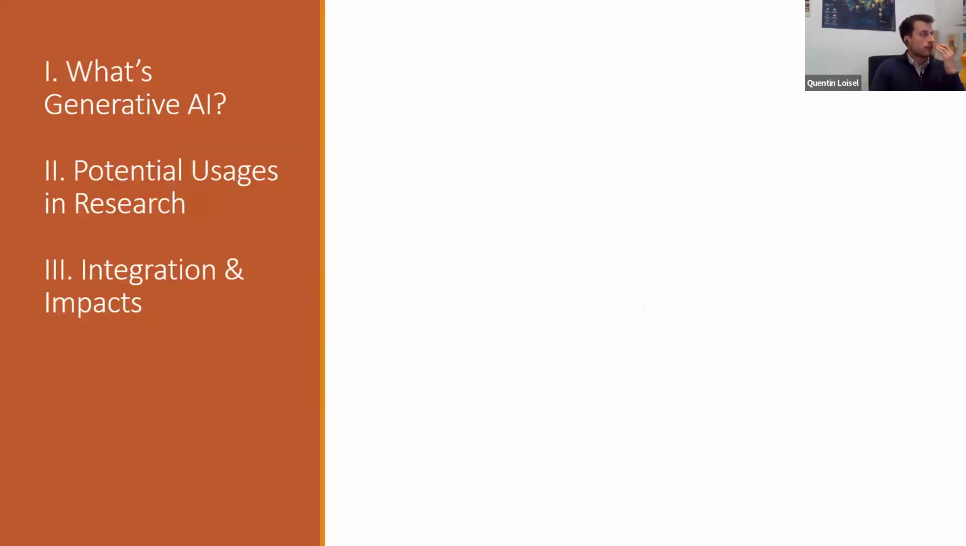First, since I'm not sure who knows what, we will make a quick update about what generative AI is, and how it differs from the previous, more discriminative AI. We will see potential usages in research across the whole research process. We will focus a bit on what we need to keep in mind if you want to integrate this technology into your research workflow. And we'll end with the potential impact for science and research.